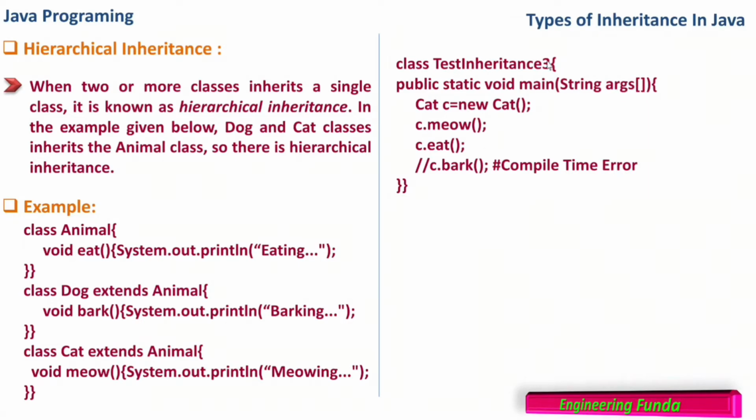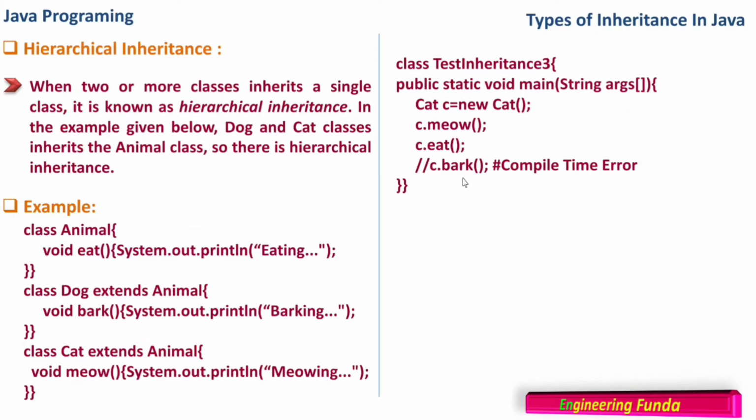Now we have a TestInheritance class to test whether this is working perfectly fine or not. So we have created an object c of the class Cat, then c.meow. So the Cat class meow method will print meowing. Then we write c.eat. Eat is in the Animal, but Cat extends Animal. So this eat is available in Cat also. So if we write this c.eat, it will print eating.